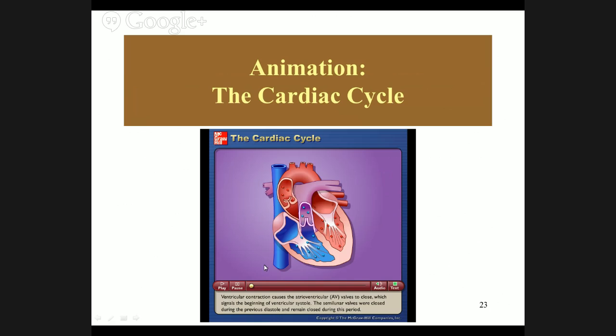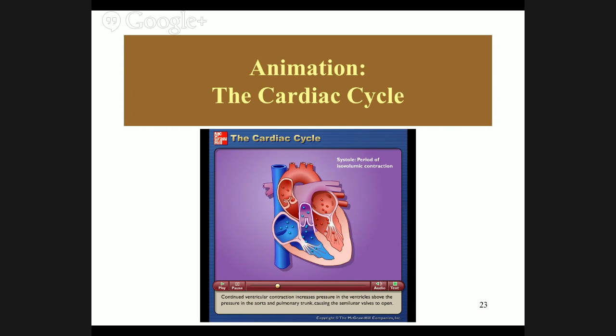And here's an animation of the cardiac cycle. Ventricular contraction causes the atrioventricular valves to close, which signals the beginning of ventricular systole. The semilunar valves were closed during the previous diastole and remain closed during this period.